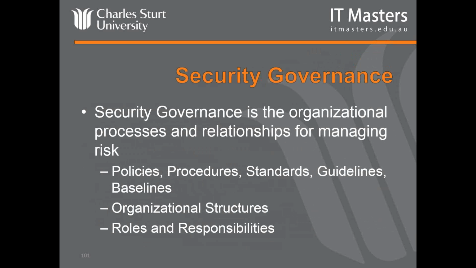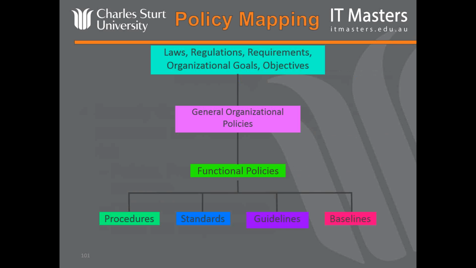So we also need to think about security governance. This is key to any organization. Governance is the organizational process and relationships for managing risk. Policies, procedures, standards, guidelines, baselines, etc. Organizational structures, the roles, responsibilities, everything like that, so that the board can ensure that you have controls around the organization that work really well, so that you can ensure that everything is in place. So if we think about policy mapping, we have laws, regulations, requirements, organizational goals, objectives, the vision of our organization, general policies, everything goes down to functional policies. Gives us procedures, standards, guidelines, and baselines, all those things that our organization uses to keep control.